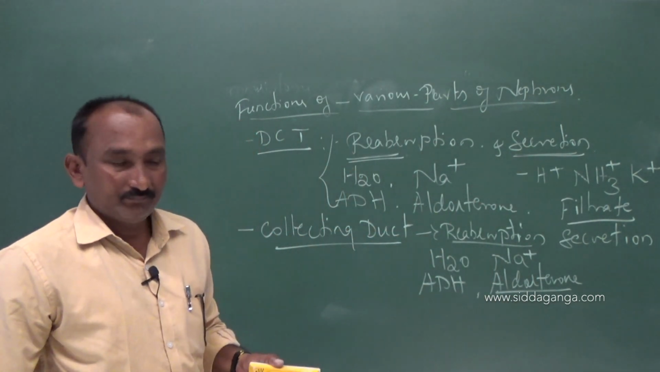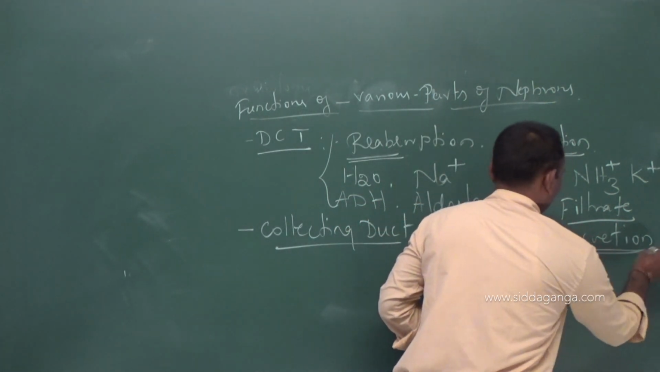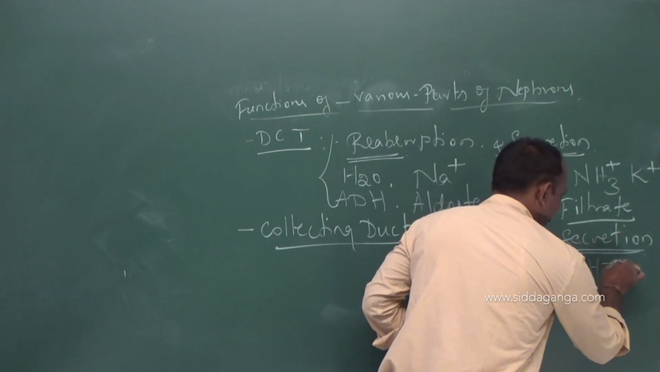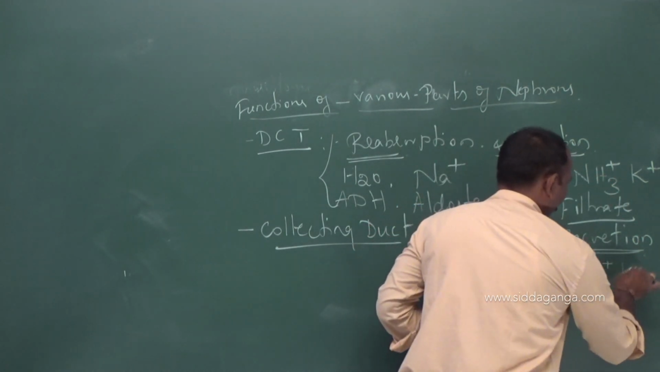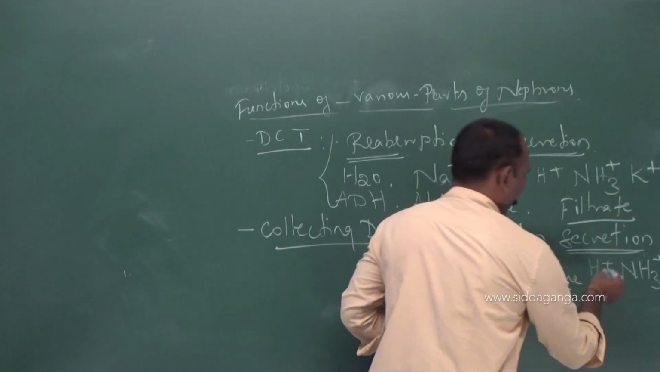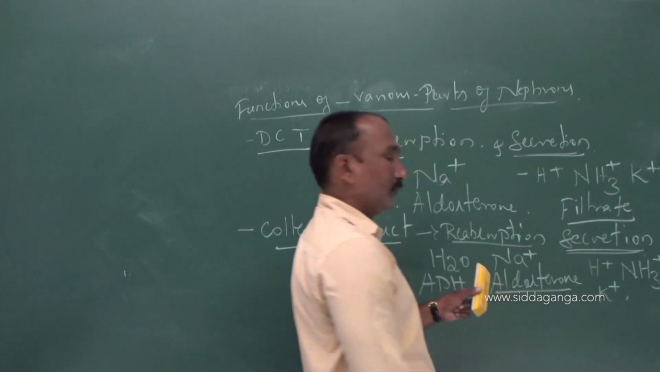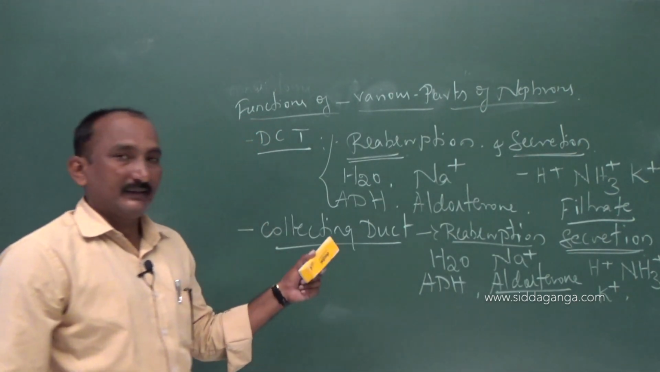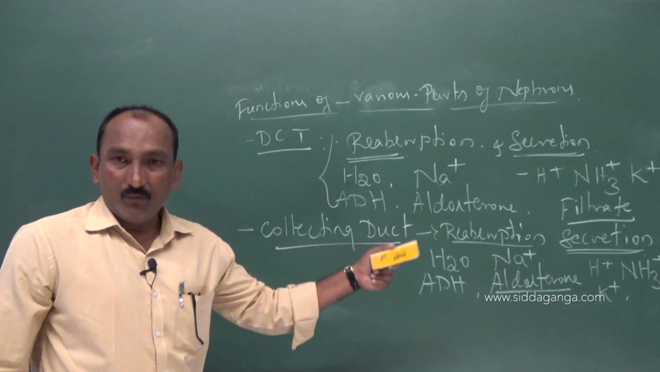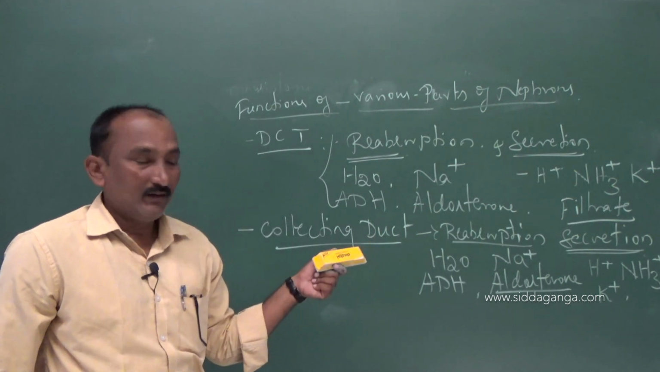The next one is the secretion. The collecting duct will also be involved in the secretion of H plus hydrogen as well as ammonia and also potassium into the filtrate, by selective secretion. So the collecting duct is also involved in reabsorption as well as secretion.